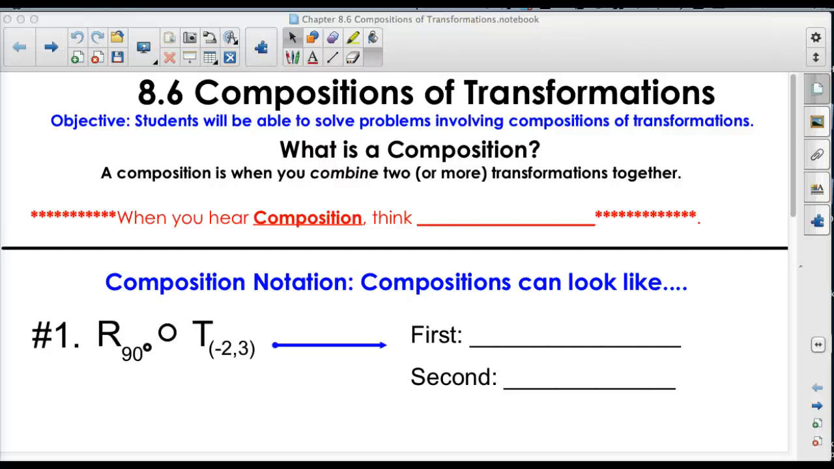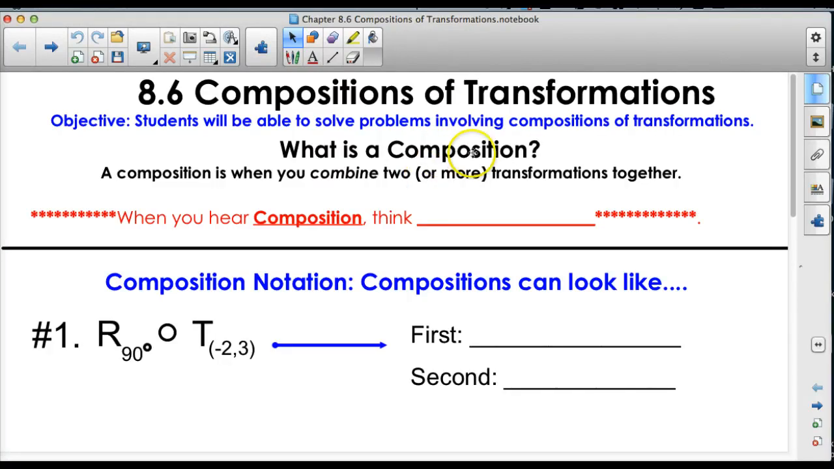I first want to congratulate you. You've made it to the end of the unit. After you conquer compositions of transformations, it's just a study guide and the test. So congrats on making it this far and almost finishing trimester 2. Compositions of transformations: you're not really learning anything new. It's kind of putting all the information you've learned so far together into one nice compact action that you're going to take here in a second.